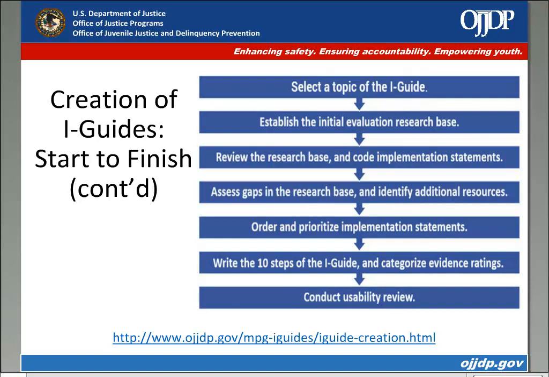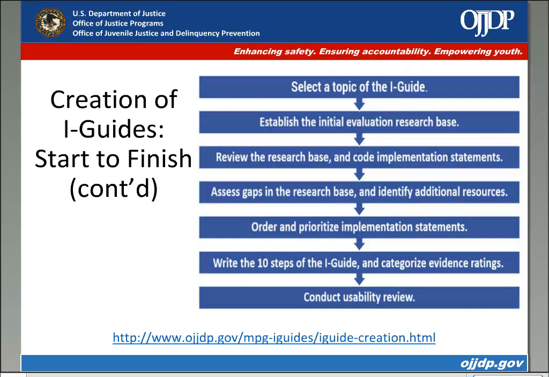The identified implementation statements are then ordered and prioritized to determine what information is actually included in a particular I-Guide. So for example, implementation statements that we find from outcome evaluations of programs featured on MPG tend to be prioritized before information we find from other types of research. Next, the implementation statements are translated into these recommendations for each of the 10 steps, what are called the lessons learned in the I-Guides. And Denise will touch more on those. The recommendations are meant to be comprehensive, action-oriented, research-based, but most importantly, user-friendly. Those recommendations are assigned to one of four levels of evidence.